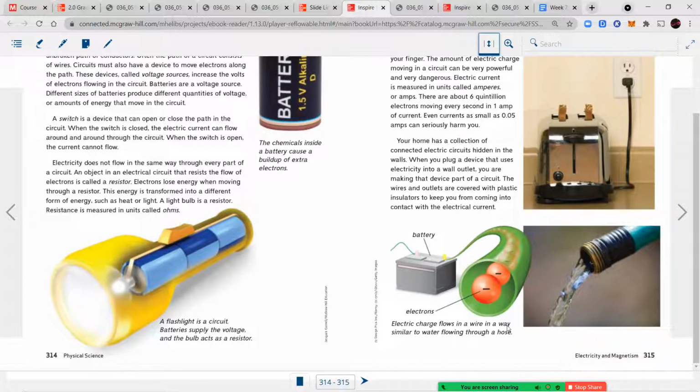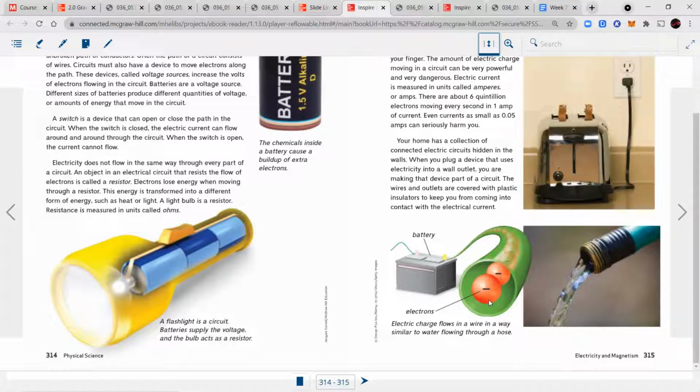Electric charge flows in a wire in a way similar to water flowing through a hose. So think about the electric wires, and we talked about this in class as well, where that rubber coating on the outside of the wires is an insulator. It's something that keeps electricity or heat, whatever it is that's trying to pass through, from passing through. It tries to block it. And we have that on electrical wires to keep us safe so that electricity is not flowing into us.